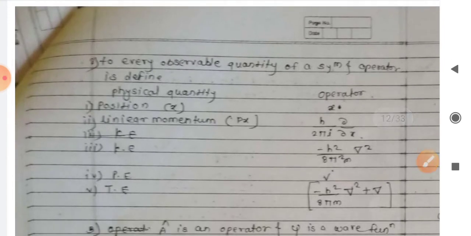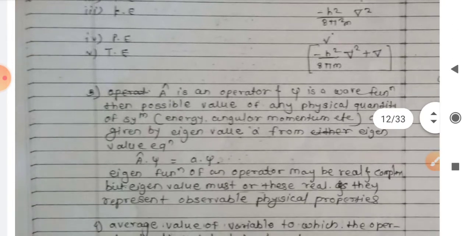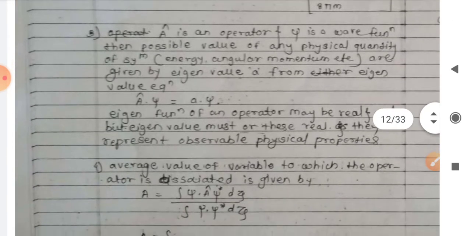By using the second postulate we can say that for every observable in classical mechanics, we are going to have some quantum mechanical operator, for every observable thing.